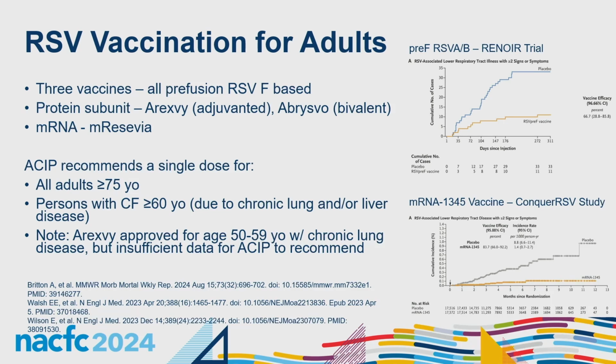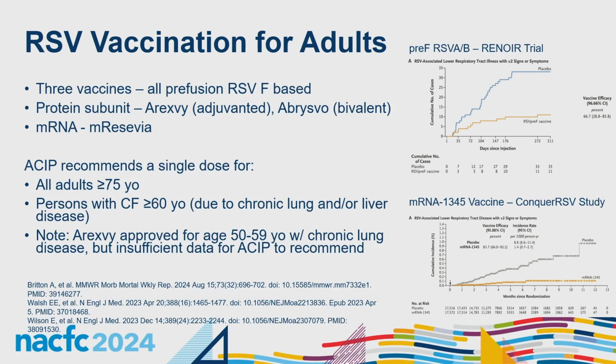The ACIP had initially recommended considering RSV vaccination for all older adults based on a physician discussion with the individual patients. But this year they clarified their recommendation to suggest, based on the initial data from real-world performance, that all adults age 75 and up should be vaccinated, and that individuals with CF, which qualifies as a chronic lung disease, obviously, all adults 60 and up should be vaccinated.